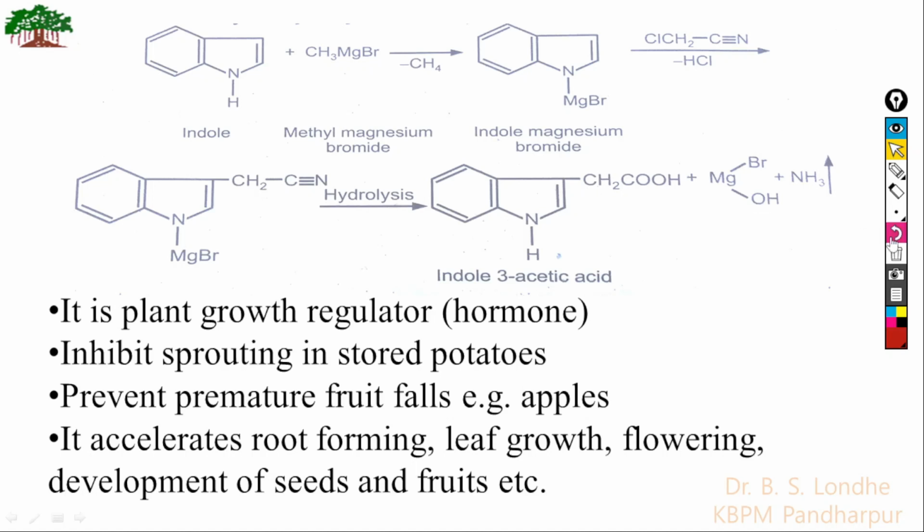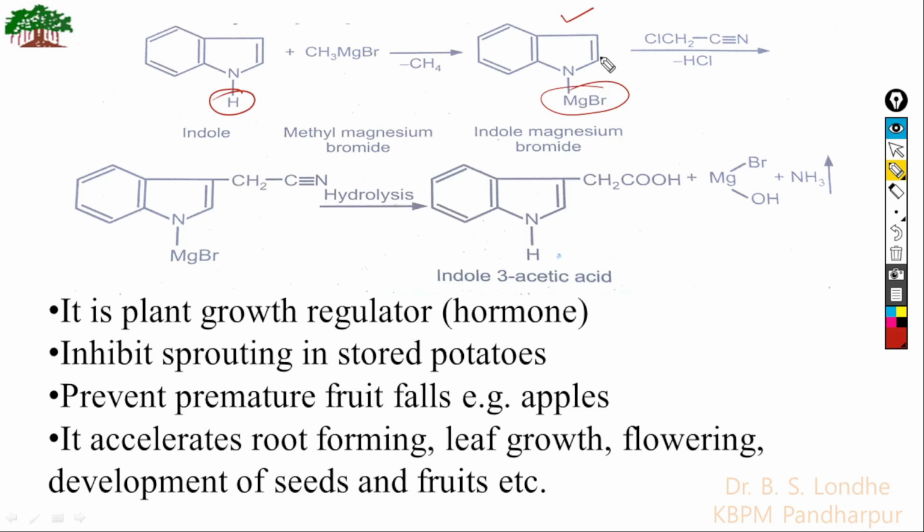In the second step, the indole upon reaction with Grignard reagent, that is methyl magnesium bromide, gives indole magnesium bromide. This hydrogen is replaced by magnesium bromide here. Indole upon reaction with methyl magnesium bromide gives indole magnesium bromide.